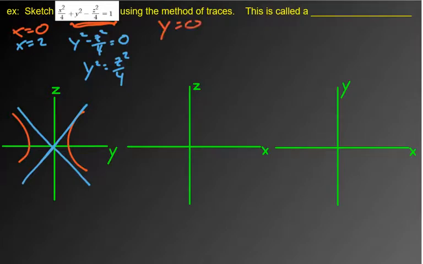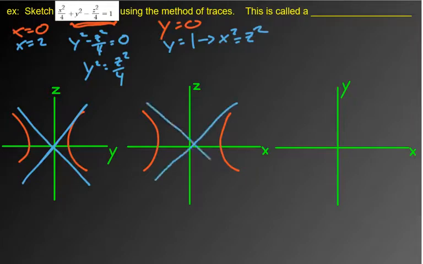If you do y equals 0 in the zx plane, then you can see that you would get a hyperbola here. If you do y equals 1, you'll get x squared equals z squared, which gives you, again, that weird x graph.